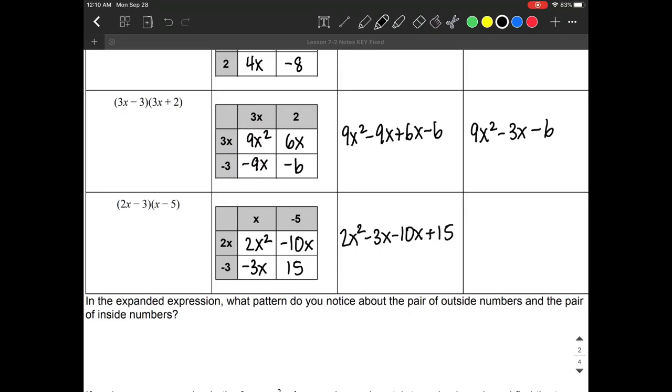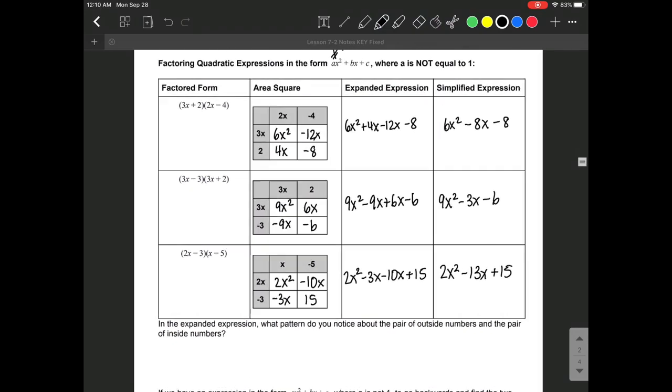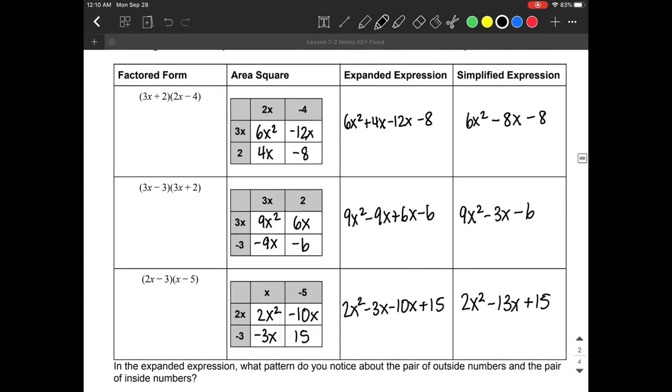And then the simplified form is 2x squared minus 13x plus 15. All right, now that I have this filled out, I'm going to look at it for some patterns. I want to see, is there any way I could go from simplified expression back to factored form? Because that's what I want to be able to do, because that's the easiest thing to do. So I'm going to look at the unique things that I have in factored form and the simplified expression. Do I see any pattern? Any patterns between the simplified expression and the factored form?